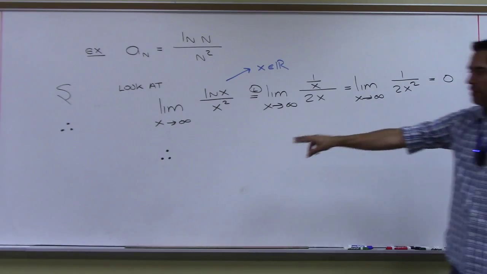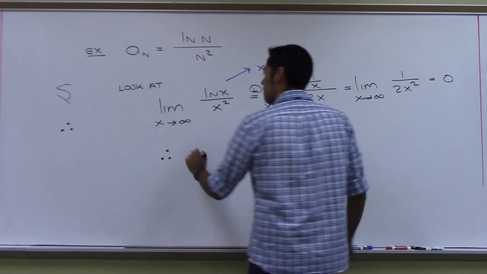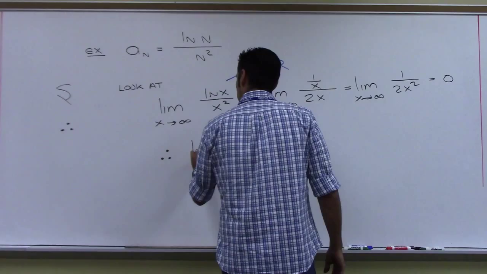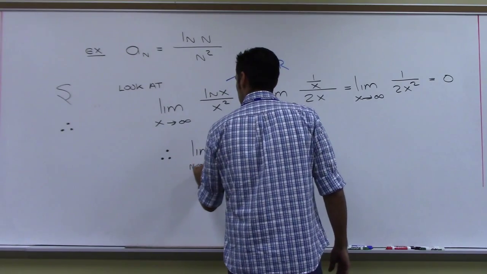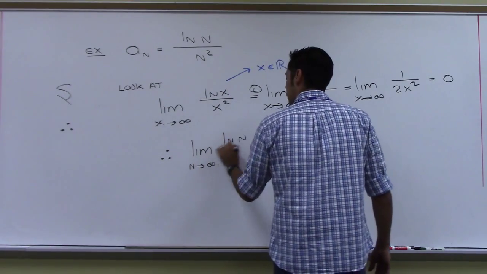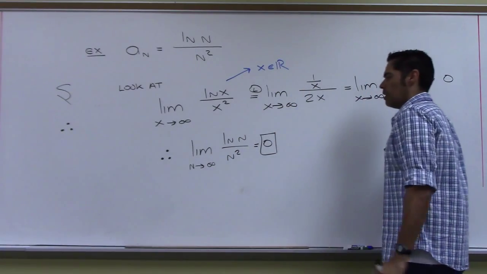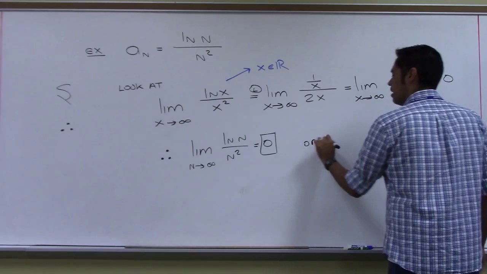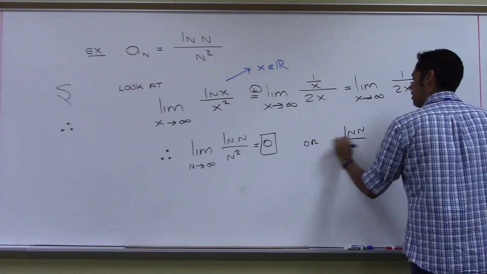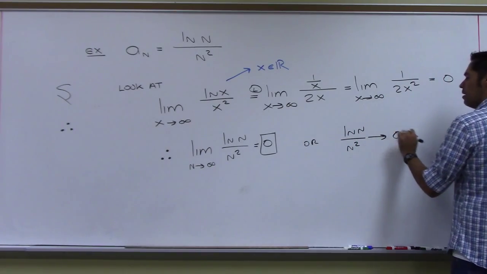Therefore, the limit as n goes to infinity of natural log n over n squared equals 0. You could have written instead of this, you could have written natural log n over n squared goes to 0.